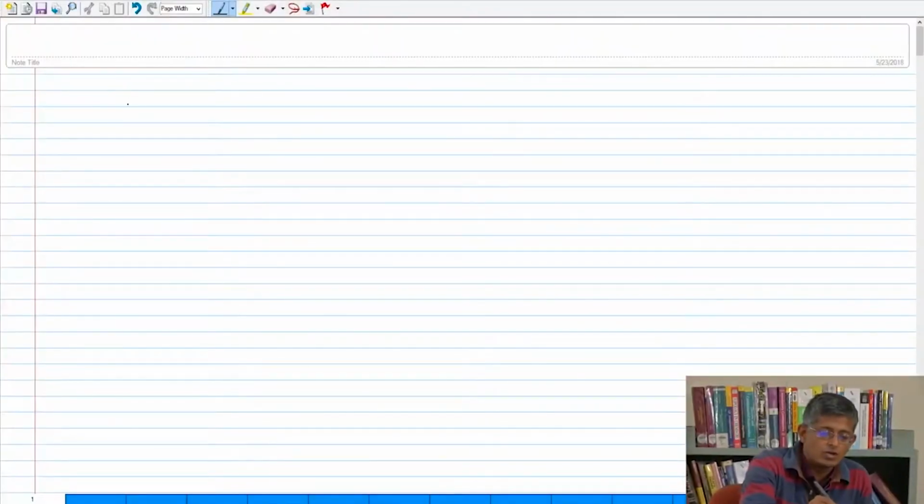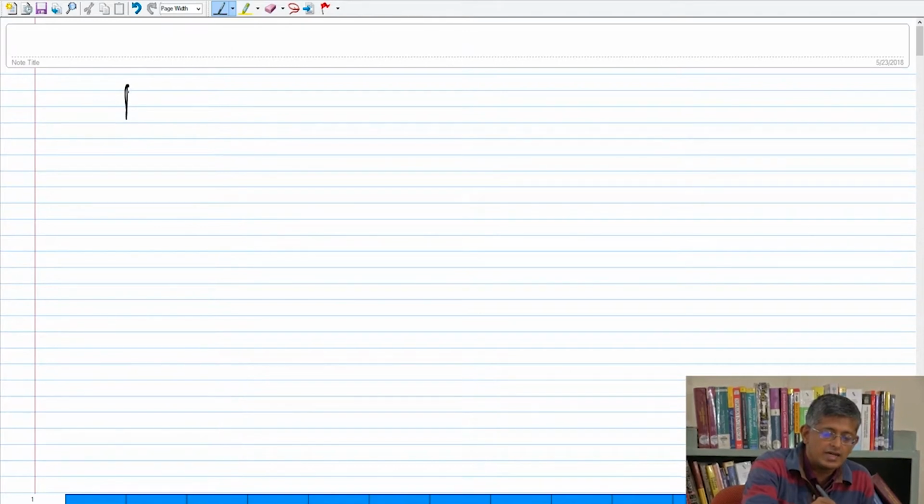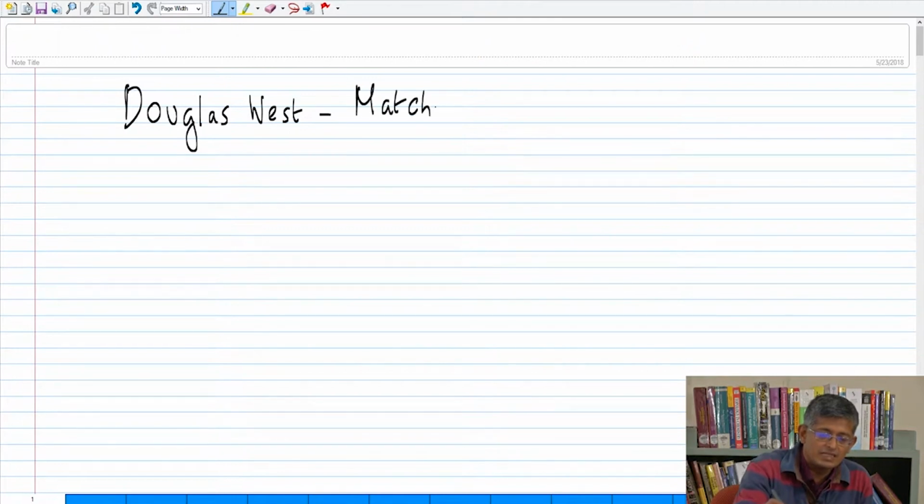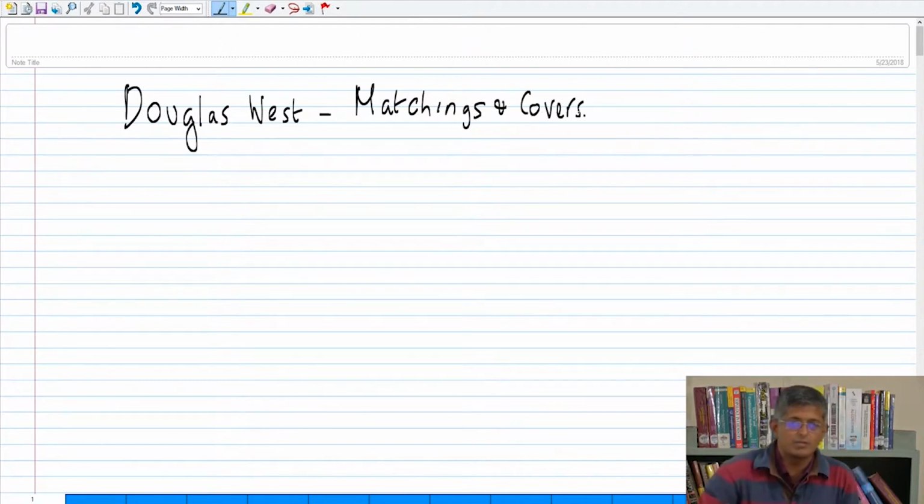So what we are going to do now is study something that's completely graph theoretic. The material is presented out of the text by Douglas West, and this is a chapter on matchings. It's not the whole chapter, but just an initial part of it. The goal of this chapter is to introduce these two graph theoretic concepts and prove a few theorems.